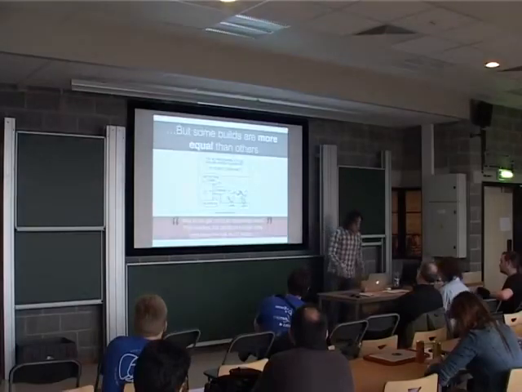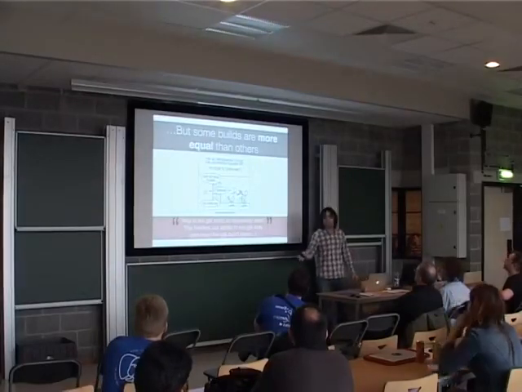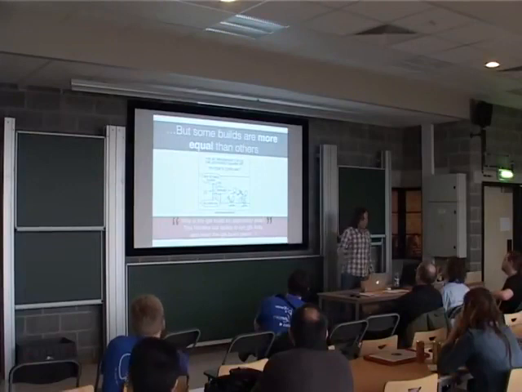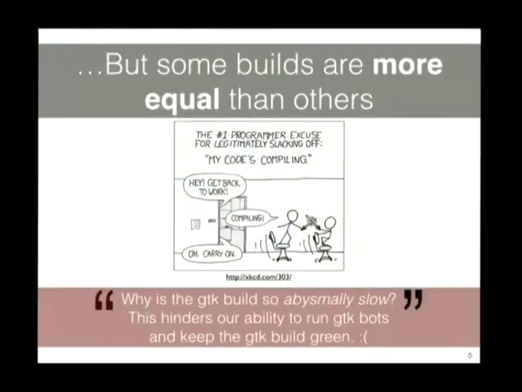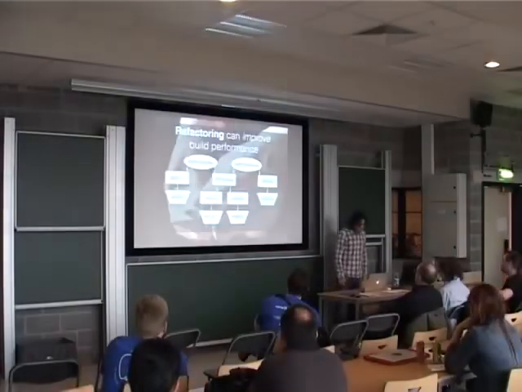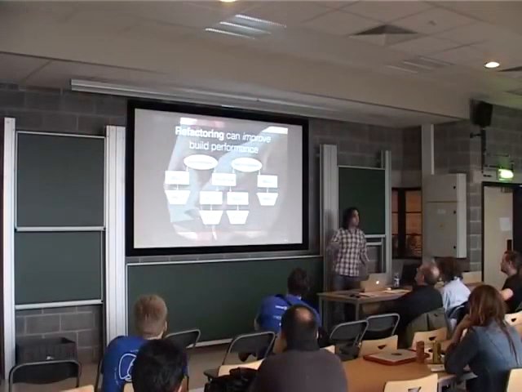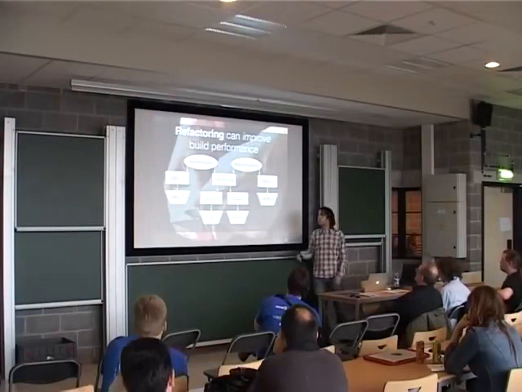But in reality, some builds are more equal than other builds. So some builds actually take longer than other ones do. And this recent XKCD comment kind of highlights that, saying that one of the number one reasons for developers slacking off is the code is compiling. So they're waiting for the build to actually complete. And we've got some quotes from GTK developers who say, you know, the build is abysmally slow and it's preventing them from being able to get their job done. So slow builds are actually impacting people, or that's the impression that we get.